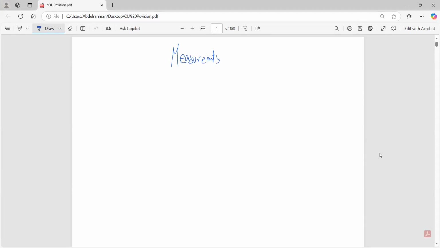We need to remember some crucial parts about the measurements, especially the prefixes when we were talking about any units. If we want to talk about the SI units that we use throughout the syllabus, what are they? For example, the SI unit for the mass is the kilogram. The SI unit for the time is seconds.